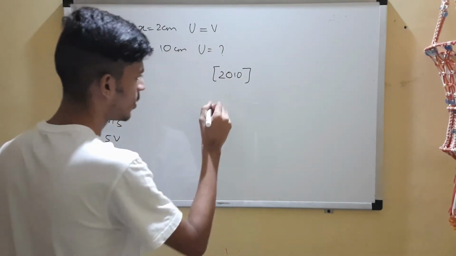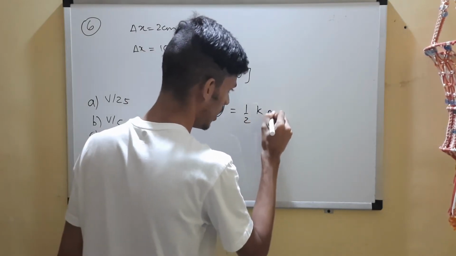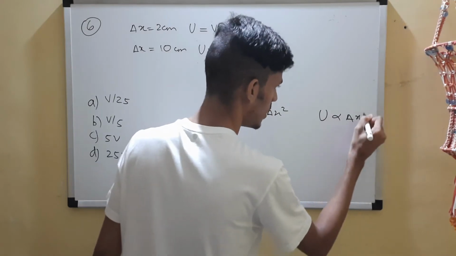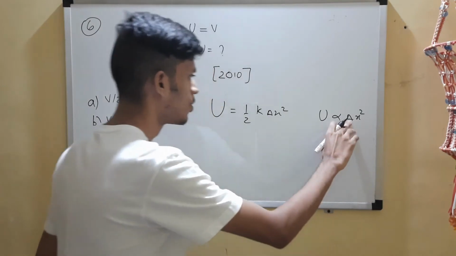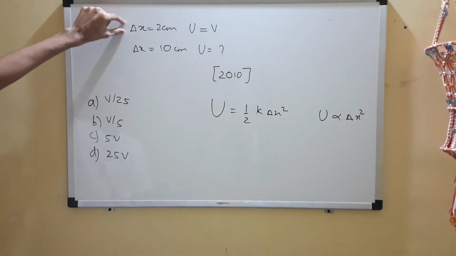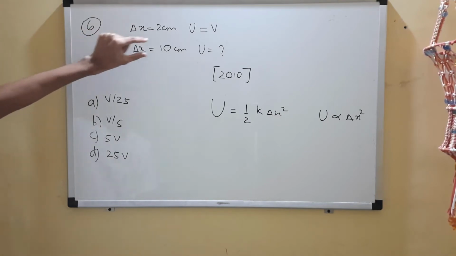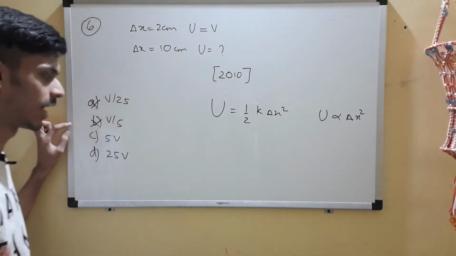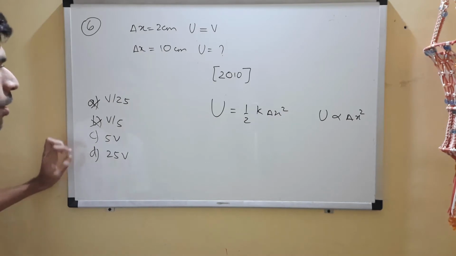Very simple, right? Because we know that potential energy is given by half K delta x square, or basically you can see that potential energy for the same spring will be proportional to delta x square. First of all we have increased the extension, from 2 to 10 in the second experiment. So potential energy should increase, so option A and option B get out of the way. Now let's find it out.